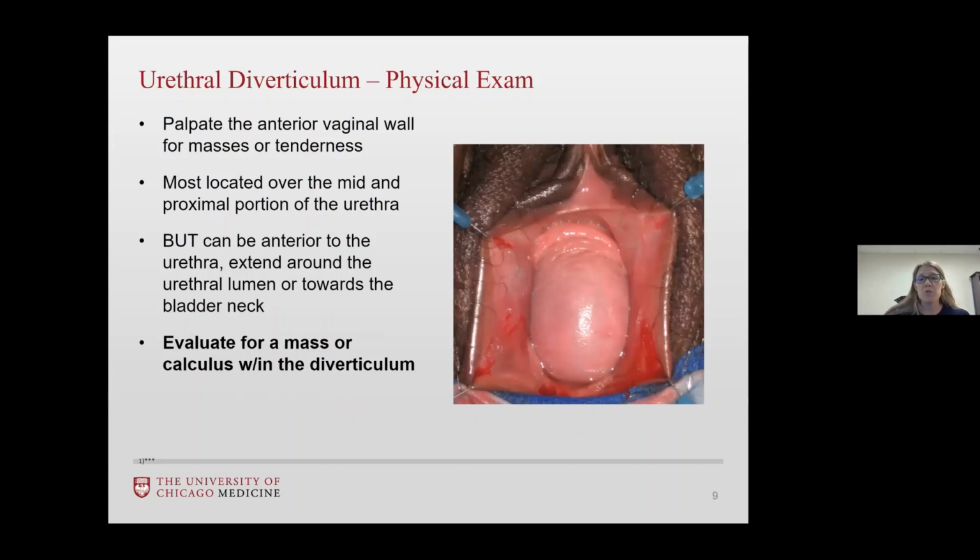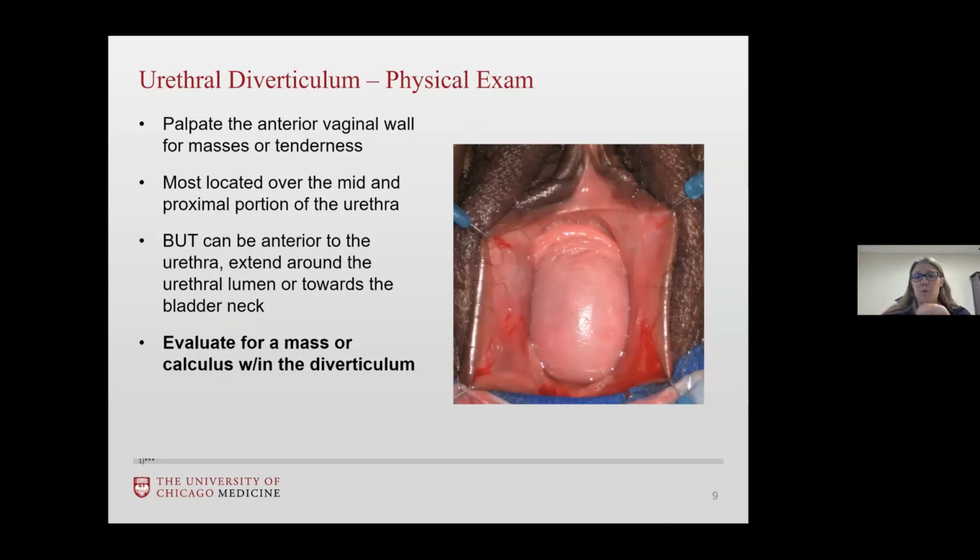So when you do a physical exam, you're going to palpate the anterior vaginal wall for any masses or tenderness. Most of these are going to be located over the mid and proximal portion of the urethra, but they can be anterior to the urethra, extend around the urethral lumen, and I have some nice pictures of that from MRIs, or towards the bladder neck.